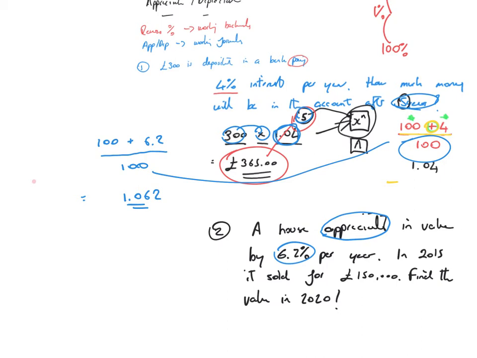So there was the multiplier there, 300 times 1.04 to the power 5 because it was 5 years. So this time it's 150,000 multiplied by 1.062, and then I bring that to the power, well, what's the power, how many years is it? Well, we started in 2015 and we want to know what's happening in 2020. That's 5 years, that's to the power 5. So 150,000 times 1.062 to the power 5. Okay, in pounds and pence, that's going to give me £202,634 and 71 pence.